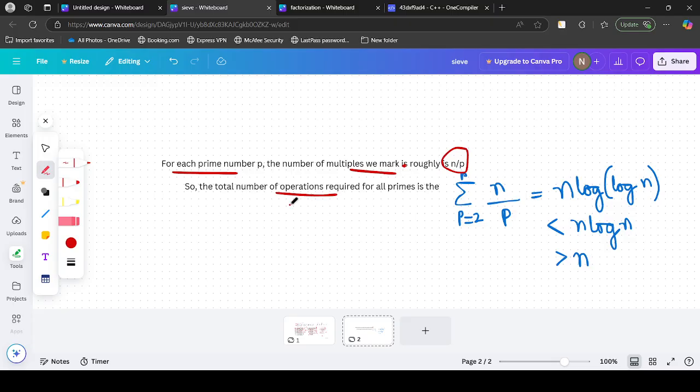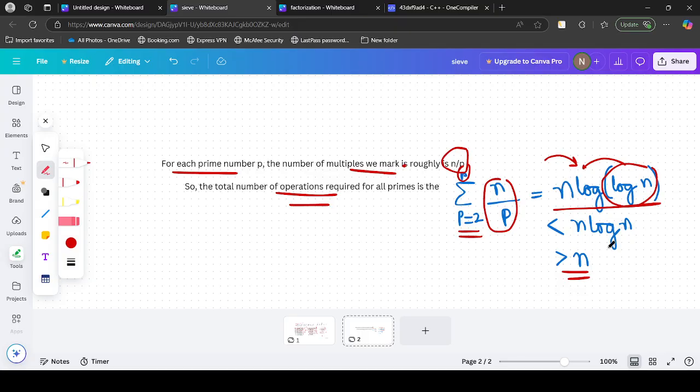So the total number of operations is sigma n by p, where p goes from the first prime number 2 till the last prime number less than max. So by some mathematical operations, we can show that the exact time complexity of this is n log log n, where the log n is inside another log. So it is the time complexity of Sieve, and if we closely observe, it is greater than n because we have some other multiplicative factor with n.